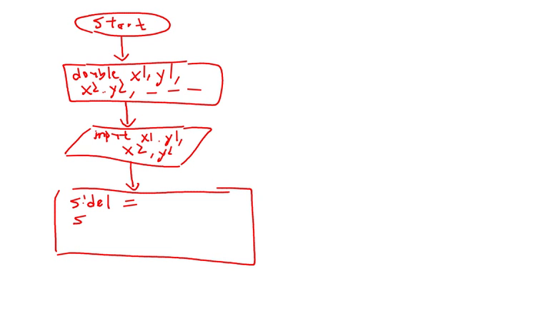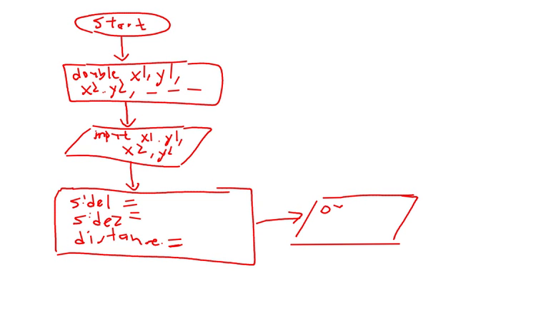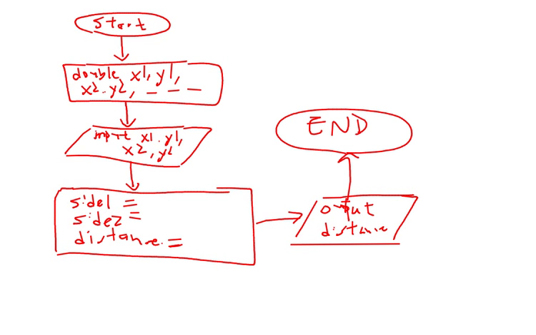Notice I'm combining these calculations into one. That's all up to you how you want to do this. Some people would combine them all into one. Some people might do a separate box for each calculation. It doesn't matter. Distance equals whatever. And what do we do after we calculate the distance? We output it. So that means you output distance, and then that was the end. Very simple.